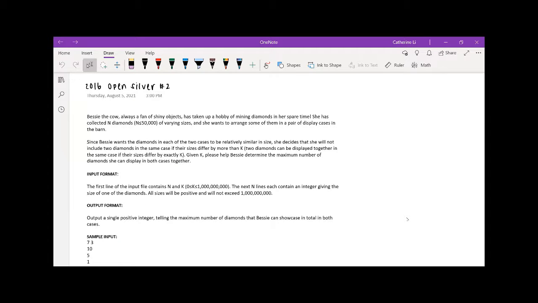Today's problem is USACO Silver 2016 The Open Contest, number 2. It's called Diamond Collector. It's not shown here, but yeah.